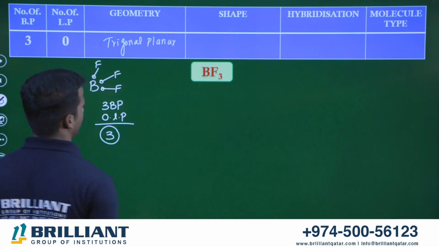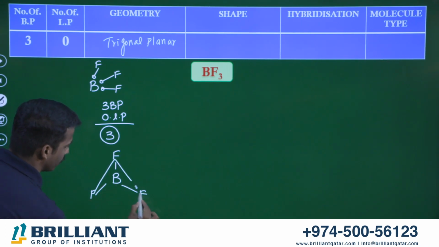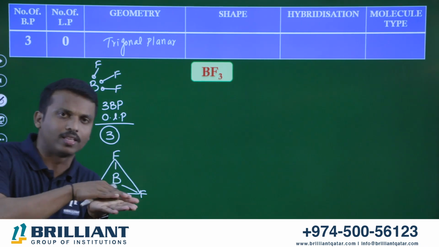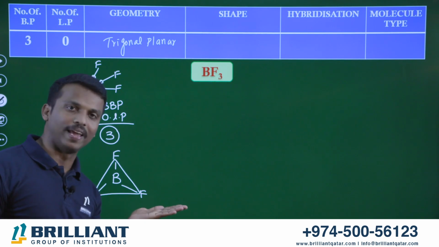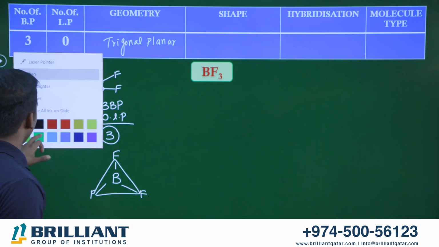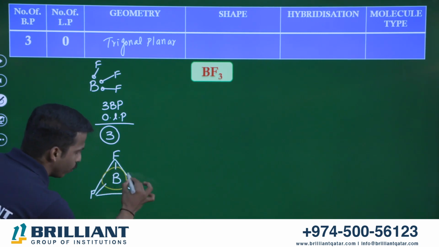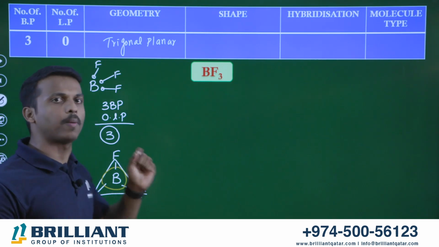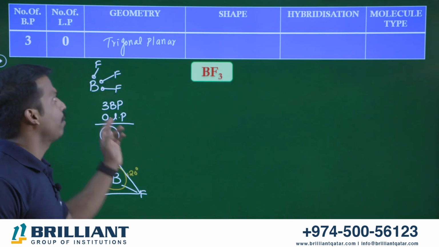Let me draw the shape, the geometry. What is trigonal planar? B, F, F, F. If you connect all together, you get a trigonal planar. Why do they call it planar? Because it is on the plane: boron, fluorine, fluorine, fluorine are all on the plane. This is called trigonal planar. Can you expect what is the bond angle here in BF3? The total is 360, so each one will be 120 degrees. In trigonal planar geometry, the bond angle is 120 degrees. Can you guess what the shape can be?